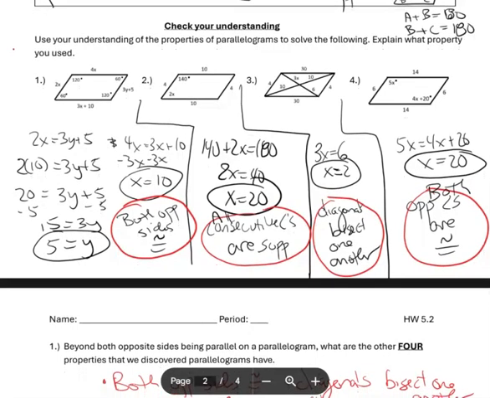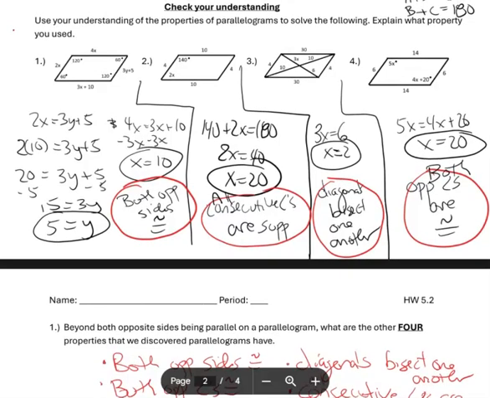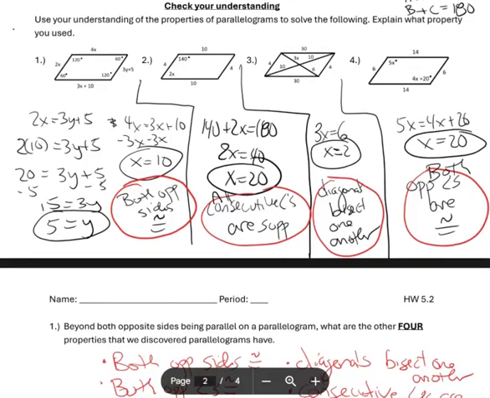The next one has both opposite sides being congruent, but there's no variable in there. We also have the diagonals cutting each other in half, and I'm able to use that to say 3x must equal 6, and I can solve. And our reason we're able to do this is for a parallelogram, diagonals bisect one another.